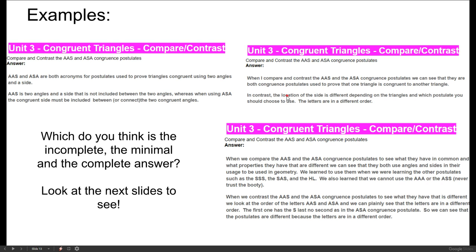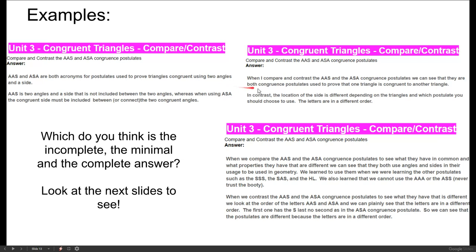So here I have some wordy things. Which answer do you think is the incomplete, the minimal, and the complete answer? A lot of us get into the mindset of thinking if I type a whole lot, that's definitely going to give me all the points. And so some of us write really long dissertations and hope to get all 20 of our points. The more we write, the more points we're going to get. But let's see if this is the complete answer.